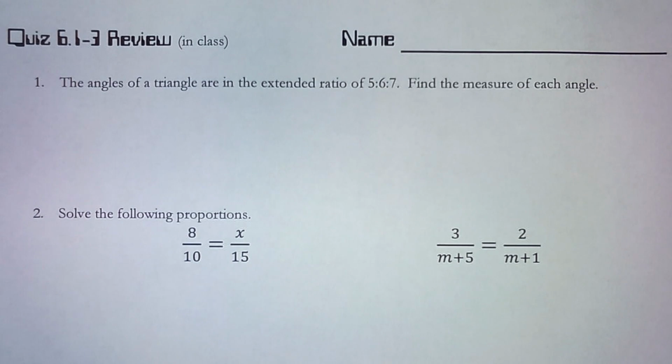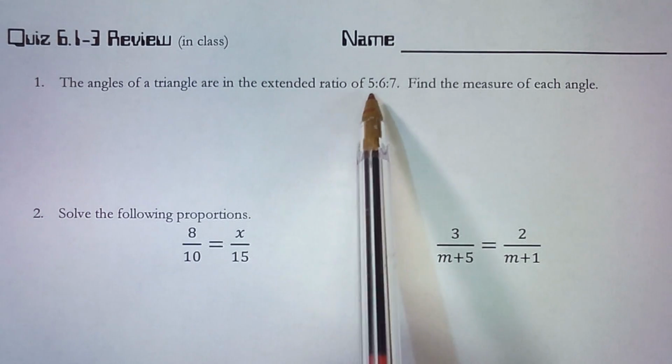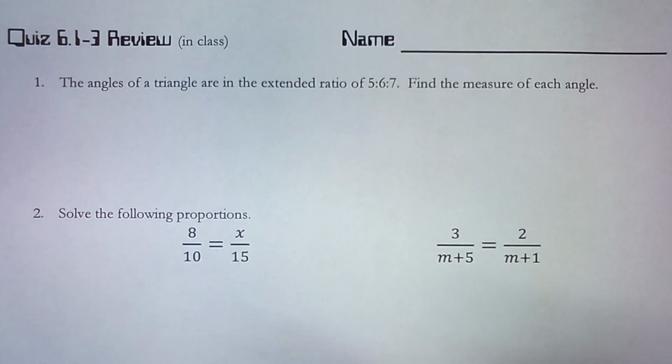Hey guys, we are going to review ratios, proportions, geometric mean, and similar figures today. Starting with some ratios, the angles of a triangle are in this extended ratio, 5 to 6 to 7. Find the measure of each angle.